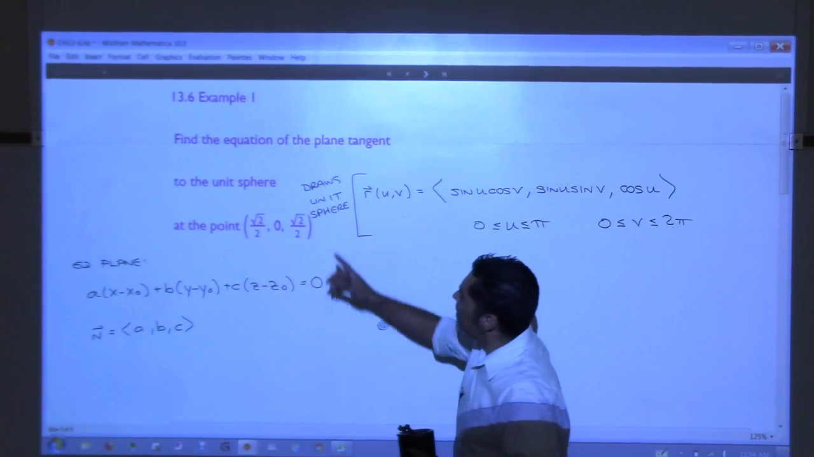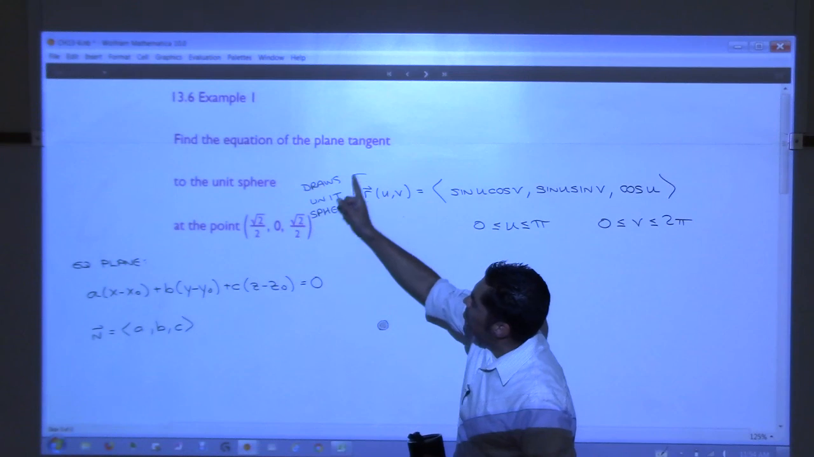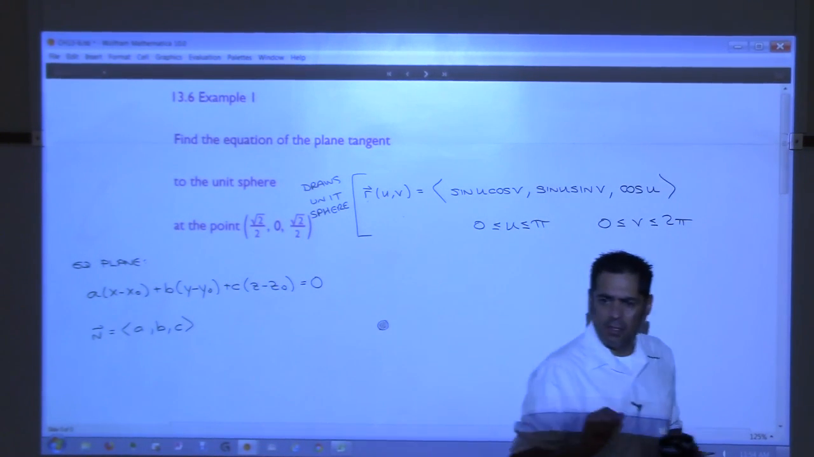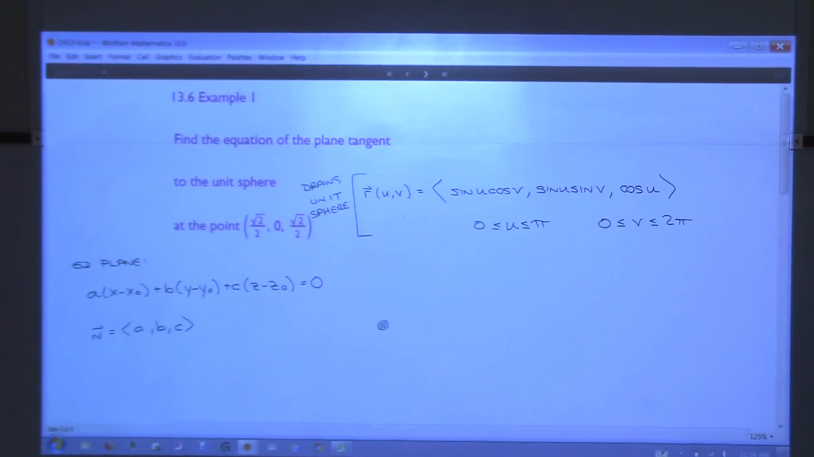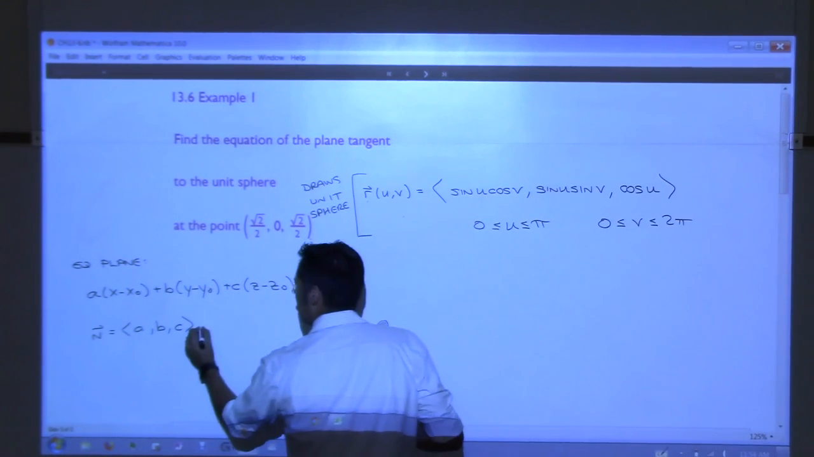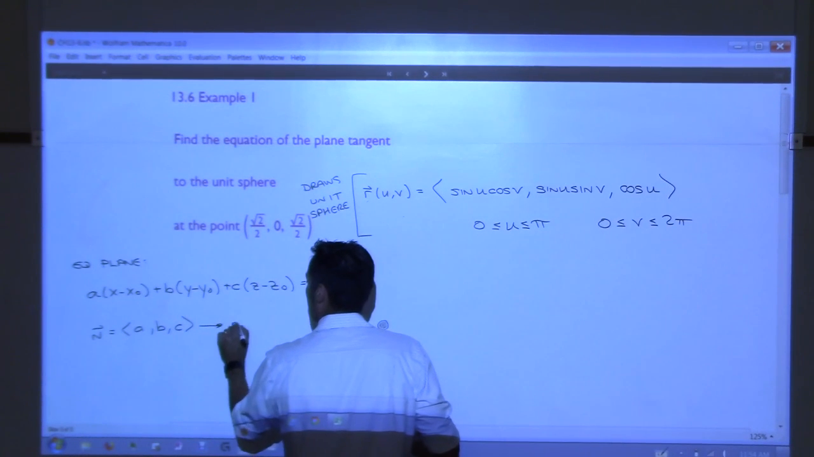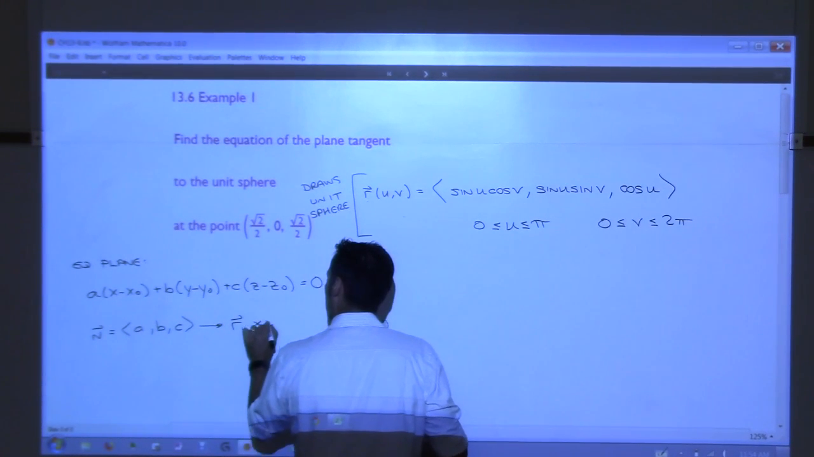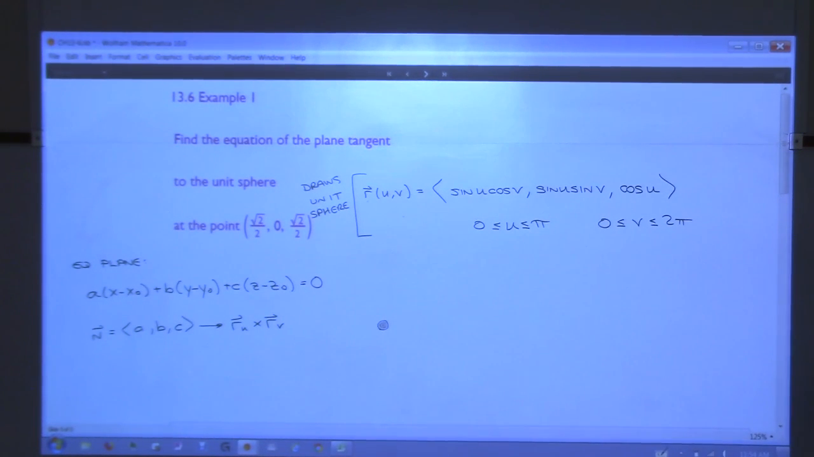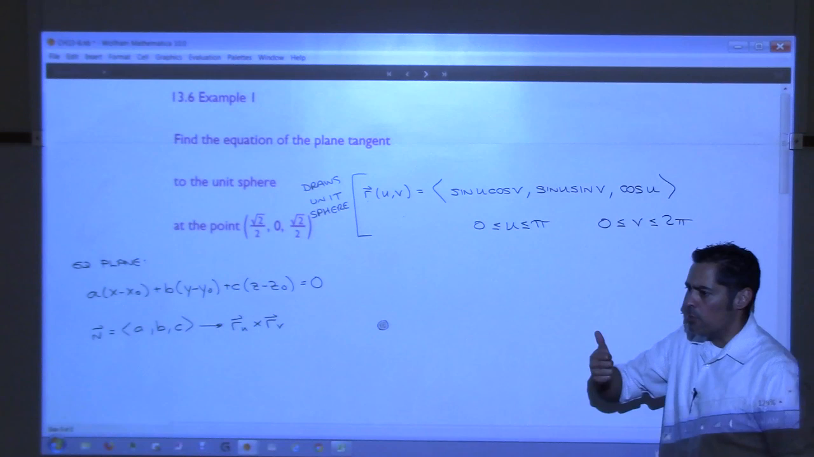Now, they're asking us to find the equation of the plane that's tangent to the unit sphere at this point. So I already have x₀, y₀, z₀, don't I? I just need to find the normal vector. But that normal vector is going to come from where? We're going to do the partials and cross them. We're going to get that by taking the partial of r with respect to u and crossing it with the partial of r with respect to v. Those two vectors crossed together give us our normal.